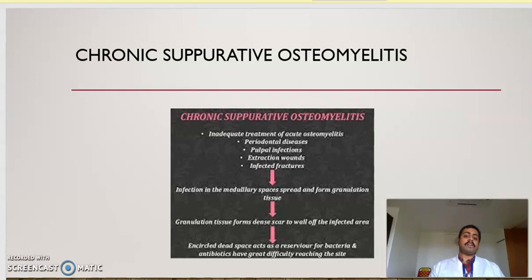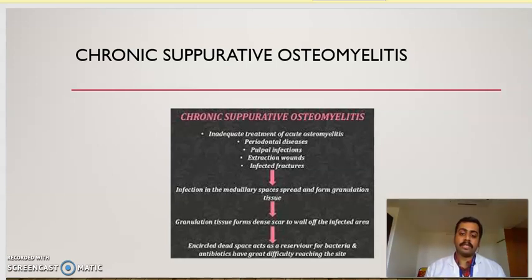Chronic suppurative osteomyelitis. Now we look into chronic suppurative osteomyelitis. Chronic is defined as when the stimulus of the disease is such that it progresses directly to the chronic stage, or if the acute stage of the disease is left untreated for a long period of time, it progresses to chronic suppurative osteomyelitis. So, as mentioned earlier, causes include inadequate treatment of acute osteomyelitis, periodontal diseases, pulpal infections, extraction wounds, and infected fractures.